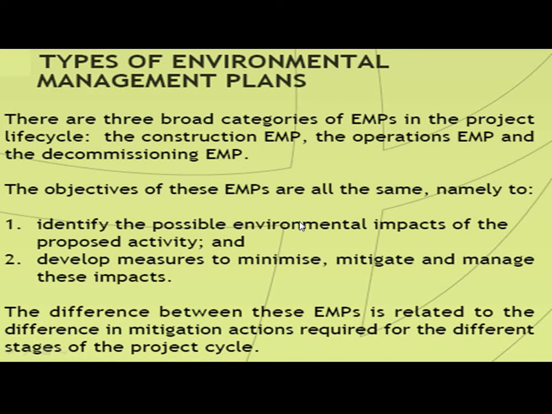We can go through the types of environmental management plans. The three broad types: the construction EMP, the operation EMP, and the decommissioning EMP. The three EMPs have the same objectives, namely to identify the possible environmental impacts of proposed activities and develop measures to minimize and mitigate them. What is the type of environmental impact possible and how to mitigate it, at the construction phase, operation phase, or decommissioning phase. Each EMP relates to the differences in mitigation actions required, because different stages have different activities, so different actions will be required to mitigate them.